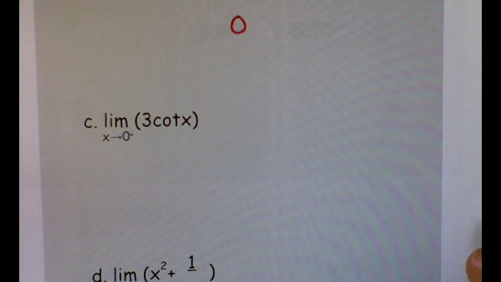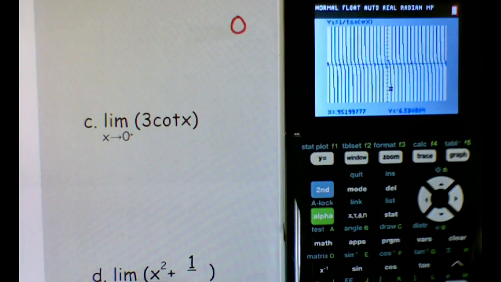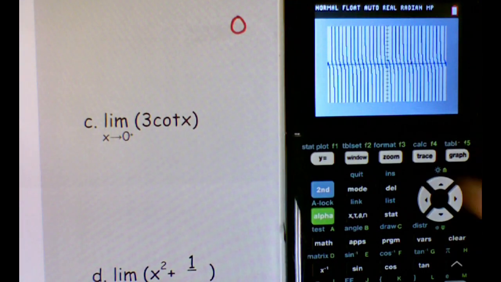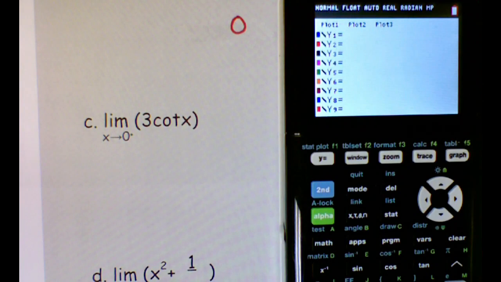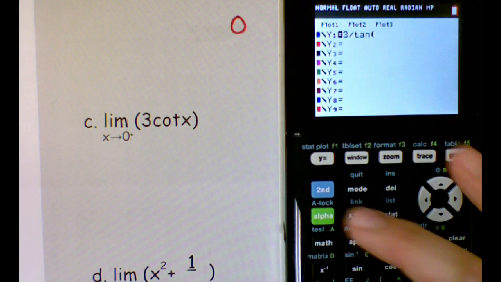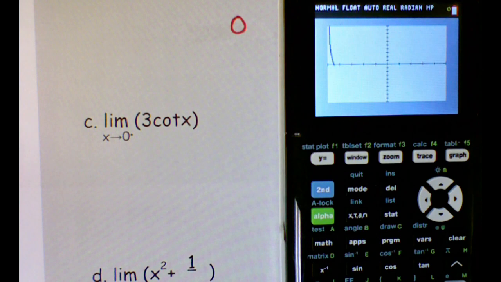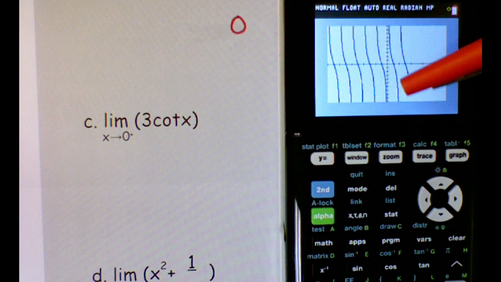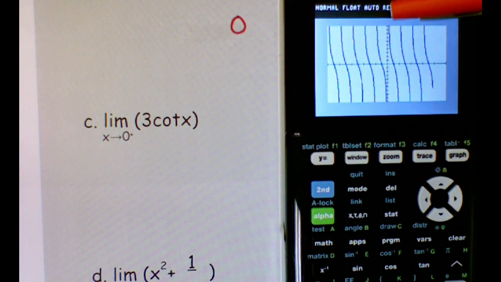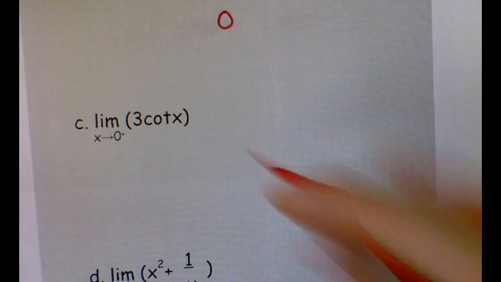The limit as x approaches 0 from the right of 3 times the cotangent of x. Well, we could look at this. Y equals 3 times the cotangent, which is 3 over tangent. And I graph it. As I approach 0 from the right, notice my graph is going up, up, up forever. So that is infinity.